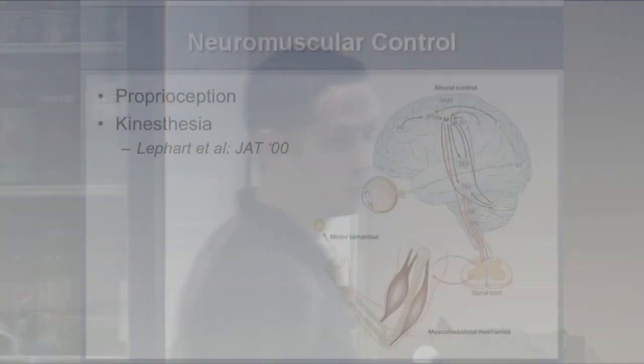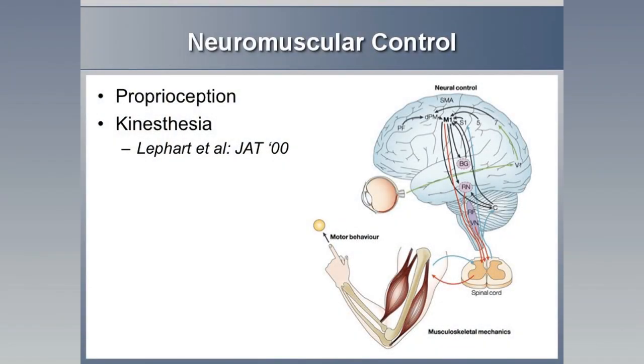So just something again to think about. The last concept of dynamic stability we'll talk about now is about neuromuscular control. Okay, so neuromuscular control, fancy concept. It's basically how your brain and your muscles work together, right? Neuromuscular control. It's a combination of proprioception and kinesthesia.